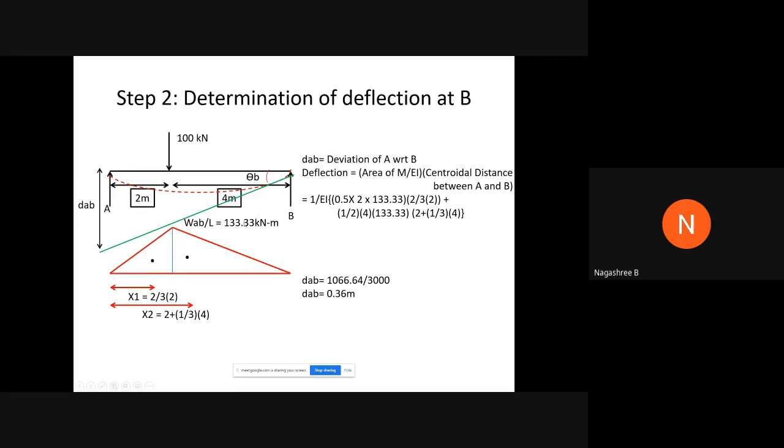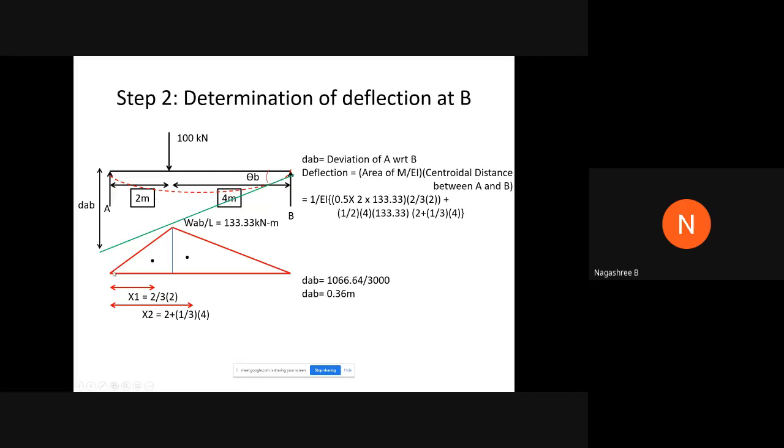Height is the maximum bending moment which we have got, that is WAB divided by L. That is 133.33, which will be the height of the triangle. Next, this is the area for the smaller triangle, so we need to multiply that by the centroidal distance in order to get the deflection.